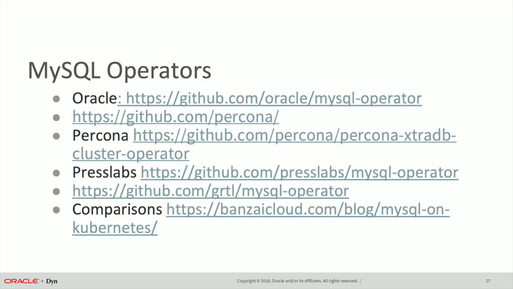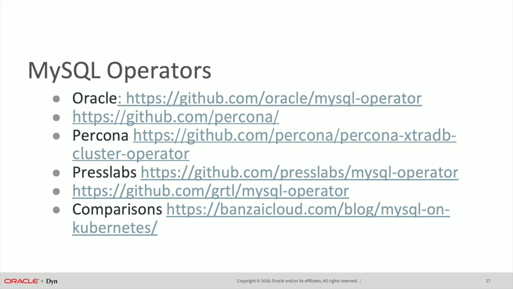MySQL operators. These are 4 of them that I know of. Actually, 3 of them that I know of. There are some more out there, I'm sure now. But the ones that I'm most cognizant of are Oracle, which is the one I'm going to demonstrate. Then there's also the Percona one that was announced as GA today. And then there was also one done by a group called Press Labs. They're a Romanian company that builds WordPress websites.